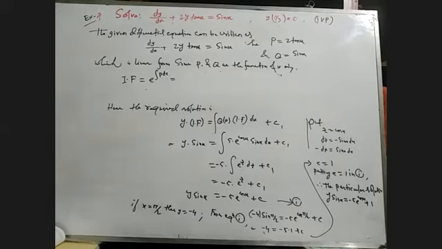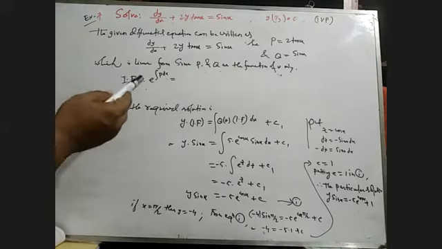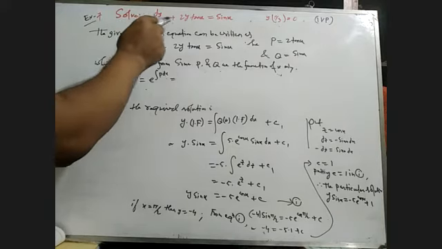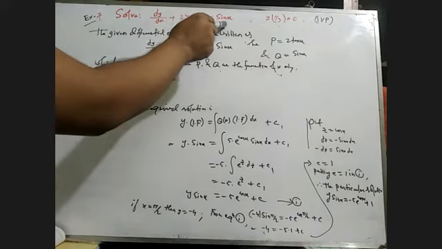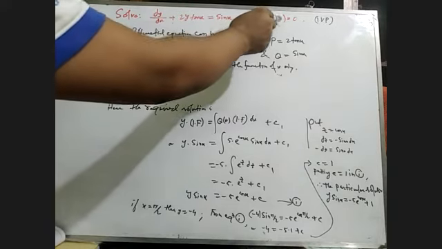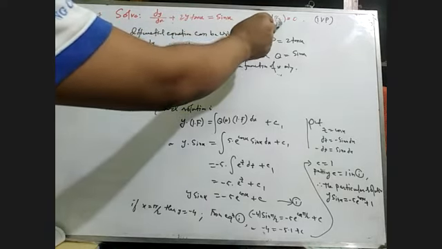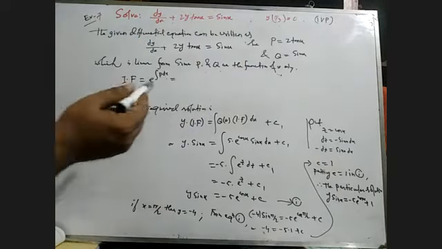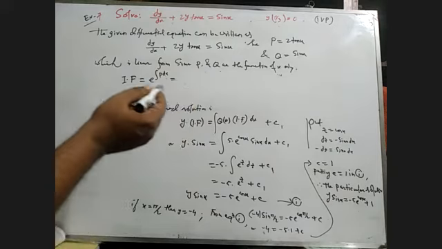Okay, now another example 7. It is also an initial value problem of a first order and first degree differential equation. dy/dx plus 2y tan x equals sin x, with y(pi/3) equals 0. That means if x equals pi/3, then y equals 0. So we have to find the particular solution and the general solution.